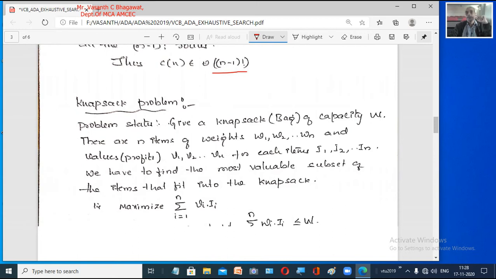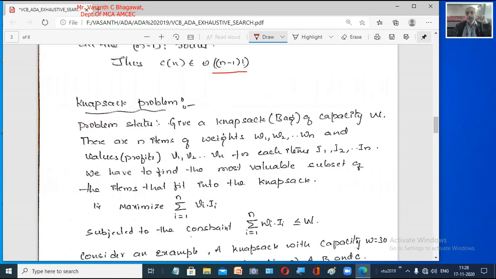The second interesting problem which we are going to discuss in exhaustive search is called the knapsack problem. Now what does this knapsack mean? Knapsack means it is just a bag. Just assume a bag. Now how do we try to define this problem? Given a knapsack, right? So we are given a bag.